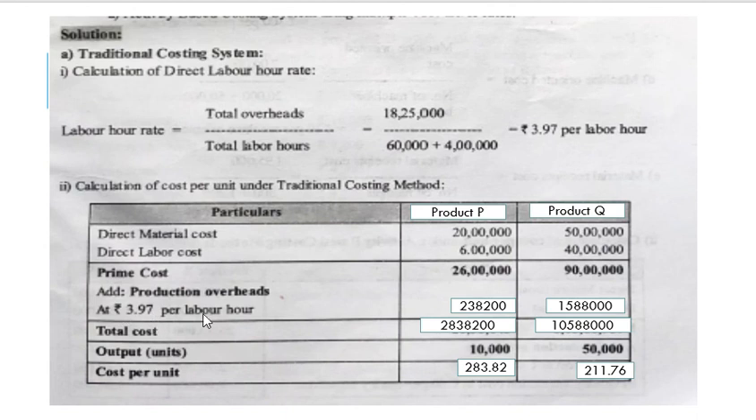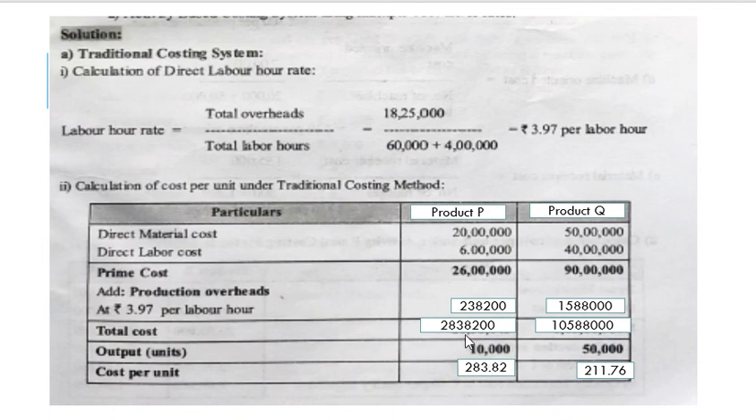So at rupees 3.97 per labor hour, for product P it is 60,000. So 60,000 into 3.97 will give you 2,38,200. Then for Q it is 4 lakh. So 4 lakh into 3.97 will give you 15,88,000. So your total cost is 26 lakh plus your production overhead of 2,38,200, which will give you 28,38,200. For product Q, 90 lakh of your prime cost plus 15,88,000 will give you 1 crore 5,88,000. The total cost divided by the number of units will give you cost per unit.